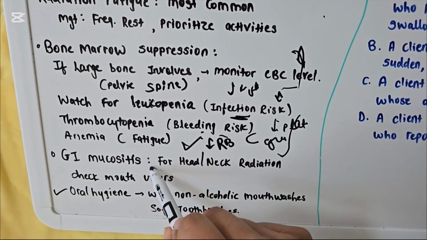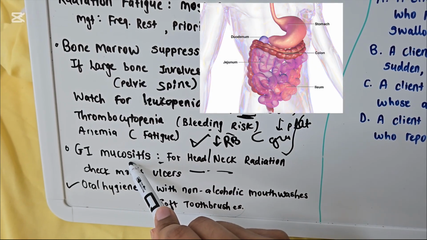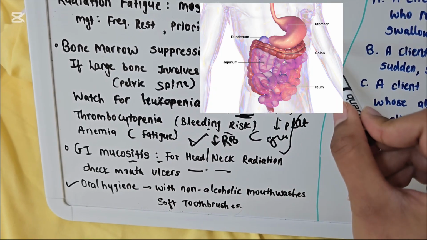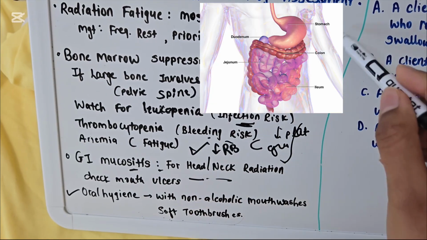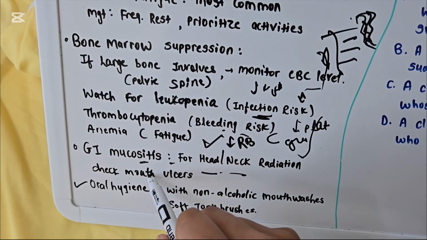GI mucositis, head and neck radiation, check for mouth ulcers. GI mucositis means inflammation and infection of the mucosal layer, especially in the GI organs. It can be anywhere: the mouth, stomach, small intestine, large intestine, rectum, anywhere. What is happening is that the mucous layer is infected. It's commonly seen as mouth ulcers.